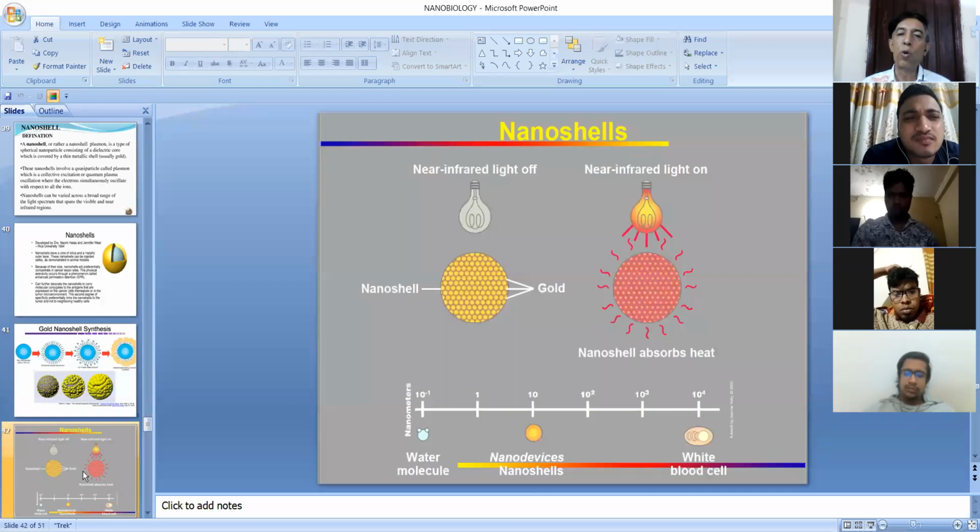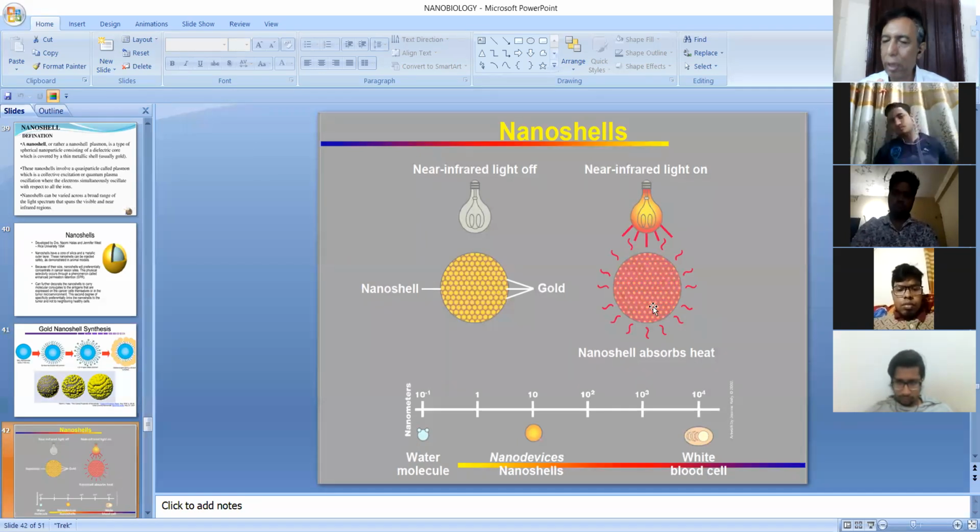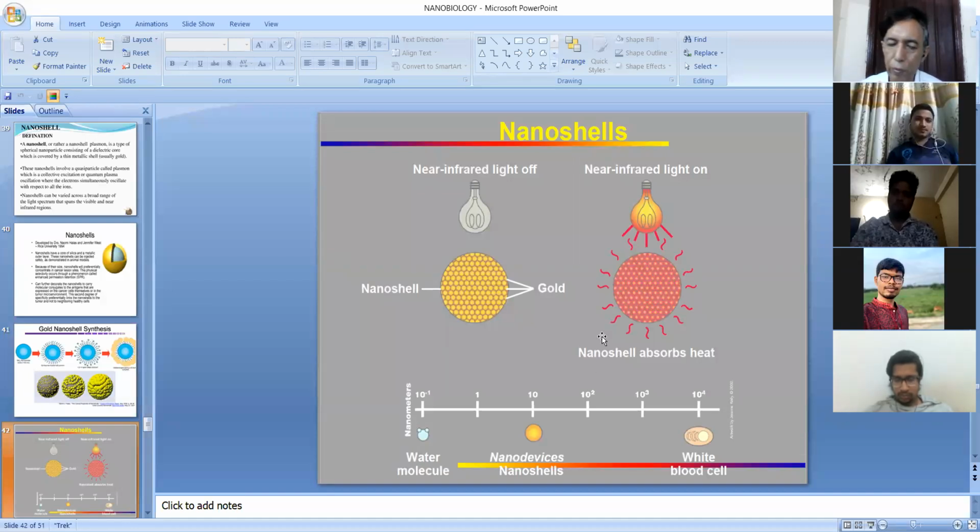So, what is the requirement of nanoshell? If you give light, say infrared light, this nanoshell absorbs heat from the light and it becomes heated.